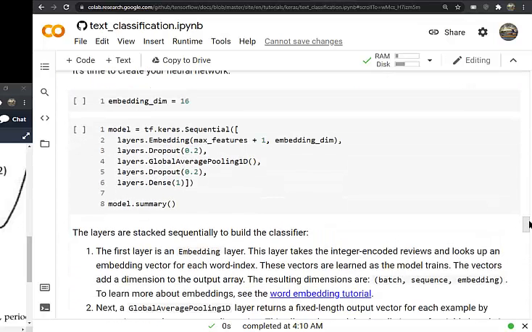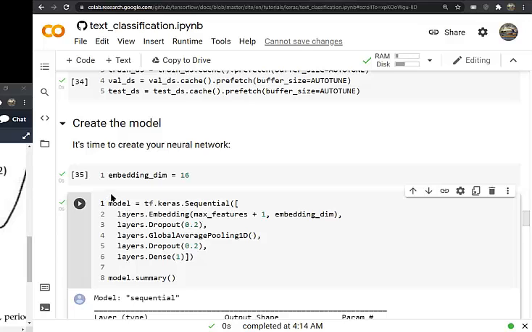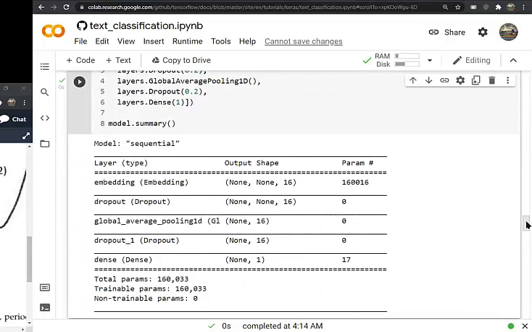Now here's where you actually create the model. So it looks like what you're doing here is you're converting words into vectors of length 16. And then these vectors of length 16 are being used to determine the meaning of the review, whether it's positive or negative.